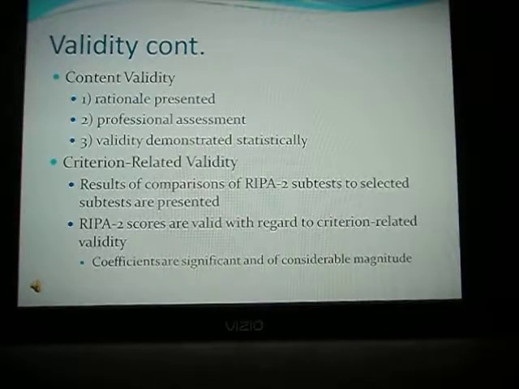The third validity is criterion-related validity. Results of comparisons of RIPA2 subtests to selected subtests are presented. They were selected because they measure the same skill area, which is cognitive processing. RIPA2 scores are valid with regard to criterion-related validity. Coefficients are significant and of considerable magnitude.